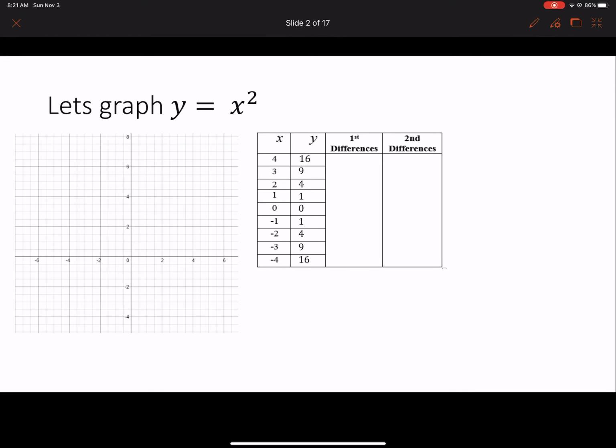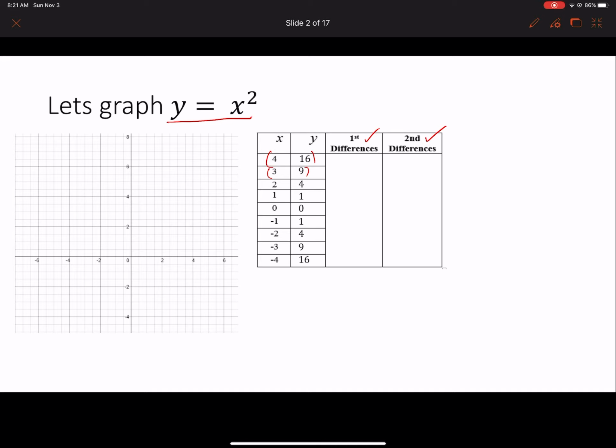Okay, part 2 of graphing quadratic equations. This is about what the first difference column and the second difference column are. In the last section, we basically found these points: my x values and y values, 4, 16, 3, 9. These are all points on my quadratic function y equals x squared.